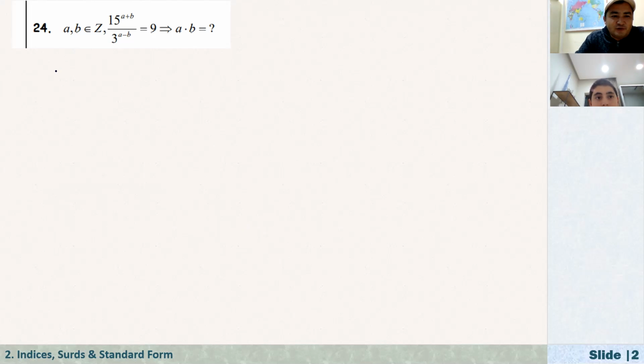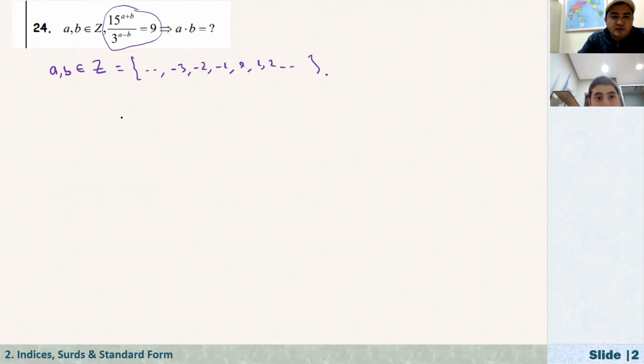Here, first, as you see here, A and B, these numbers are integers, right? You know what integers are? Maybe it is like zero, negative 3, negative 2, negative 1, 0, 1, 2, these numbers. Okay. So that is given. So we need to find A times B.